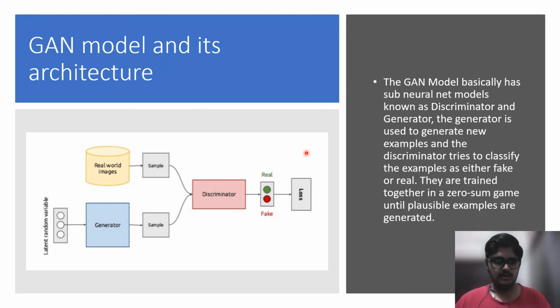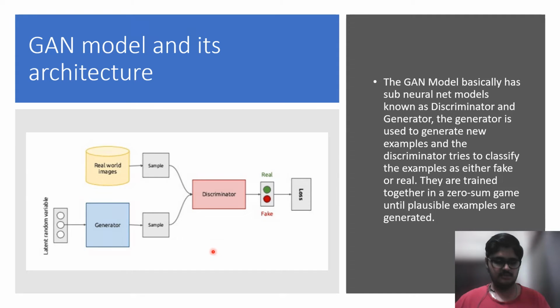Coming to the GAN model and its architecture, the GAN model basically has two sub-neural net models known as the discriminator and the generator. The generator is used to generate new examples, and the discriminator tries to classify the examples as either real or fake. They are trained together in a zero-sum game until plausible examples are generated.